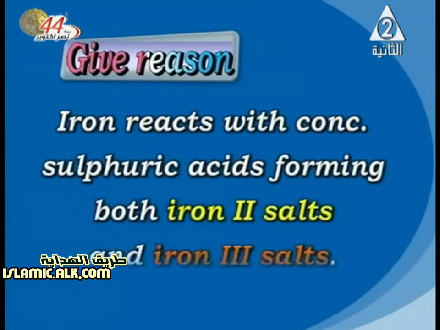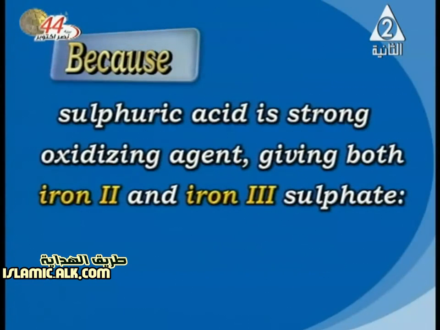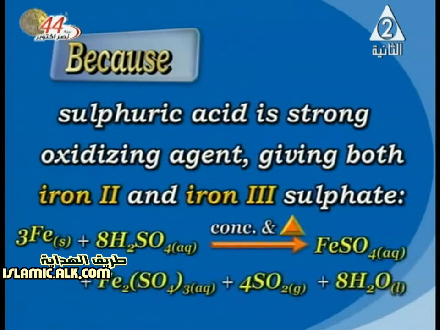So we have a good reason at this point. Iron reacts with concentrated sulfuric acid, forming iron 2 salt and iron 3 salt. The reason for that is sulfuric acid is a strong oxidizing agent, giving both iron 2 and iron 3 sulfate, as the equation proceeds on the screen.